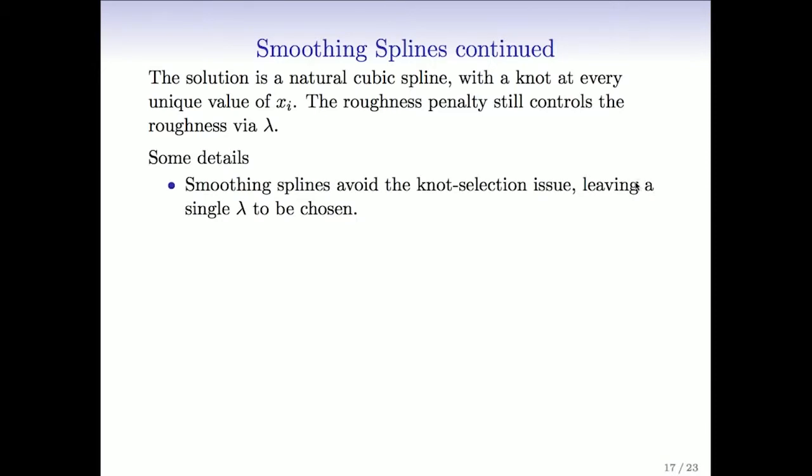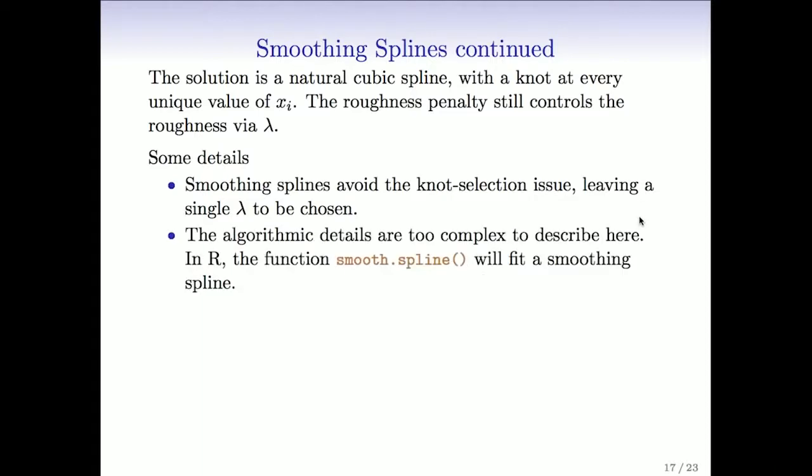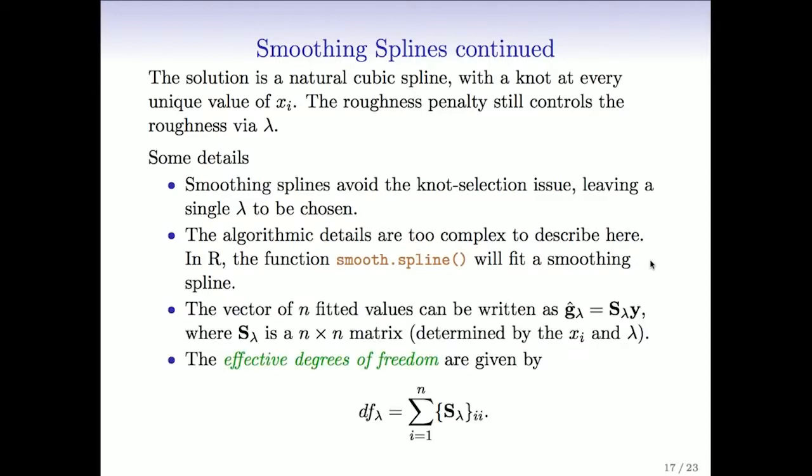Okay, a few details. As I said, smoothing splines avoid the knot selection issues, and we have a single lambda that needs to be chosen. That's quite attractive, rather than having to pick a whole bunch of different knots. The details are a little too complex to describe here, but fortunately we have a function in R called smooth.spline, and it'll fit a smoothing spline for you. It takes some arguments, and it's very easy to use.